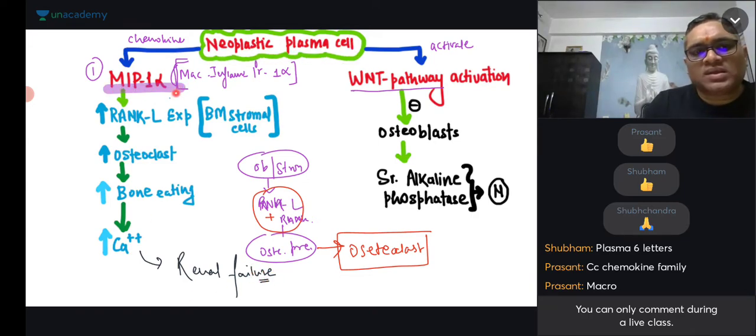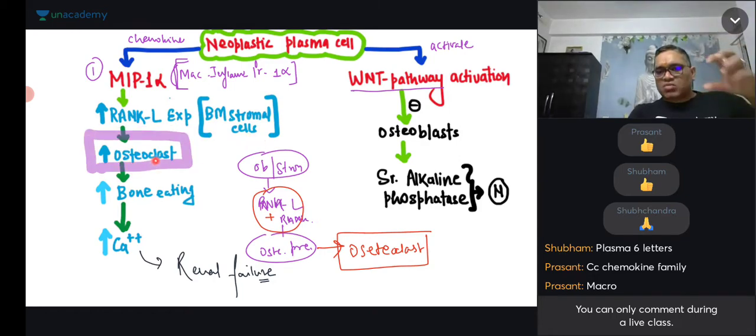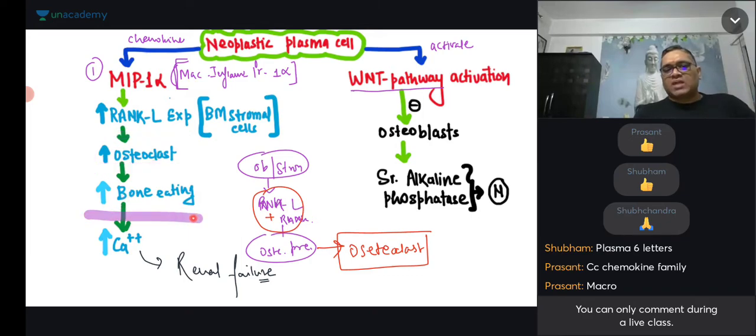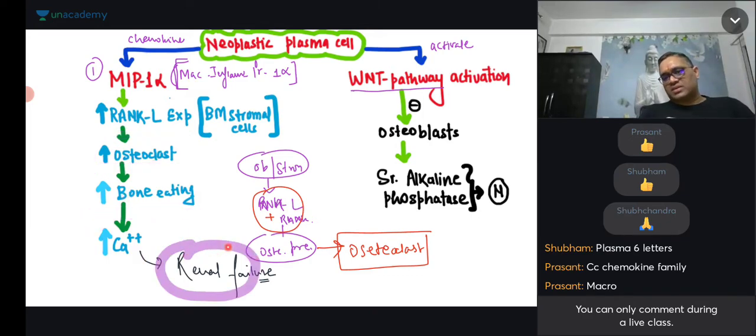Neoplastic plasma cells will release cytokines, which will increase the RANK ligand expression on the stromal cell or osteoblastic cell. This will allow more maturation of the osteoclast. Osteoclast is the modified macrophage of the bone, and this will increase the bone eating. Because of bone eating, calcium will be high, and that is the reason for the renal failure in this patient. This is one part.